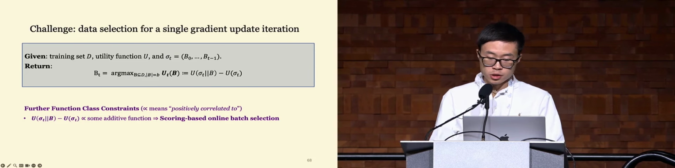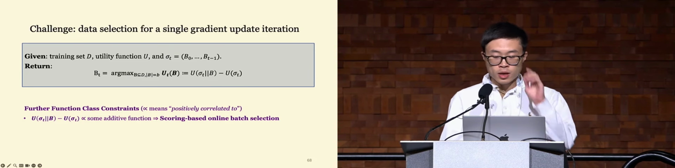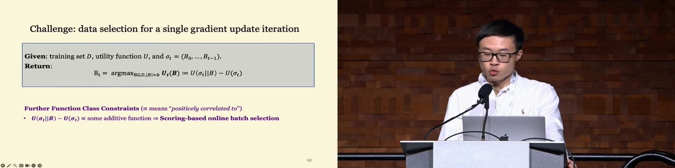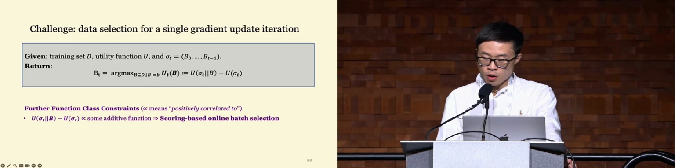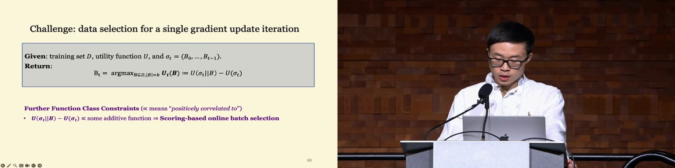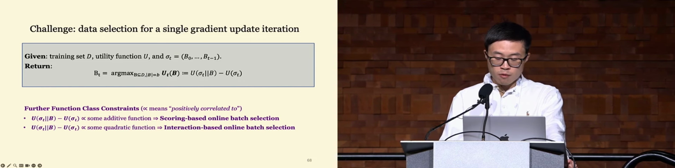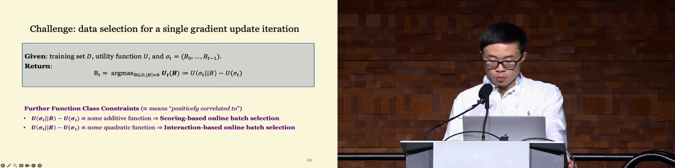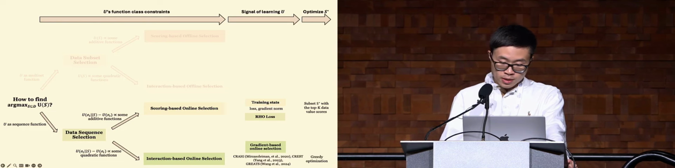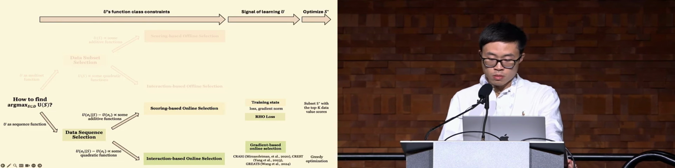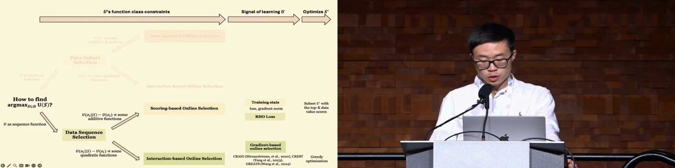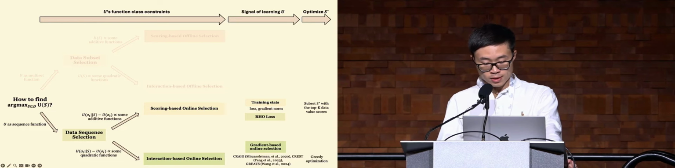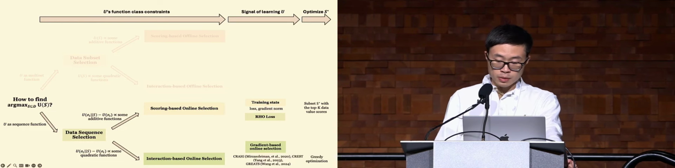So the core challenge in online batch selection becomes how to select the optimal batch for each gradient update. We want to find the batch that maximizes our per-iteration utility gain. Just as with offline data selection methods, we can place different kinds of constraints on the function class over this per-iteration utility function. For example, if we assume that it correlates with some additive function, we get scoring-based online selection, which is similar to our offline scoring method, but the score is updated dynamically.